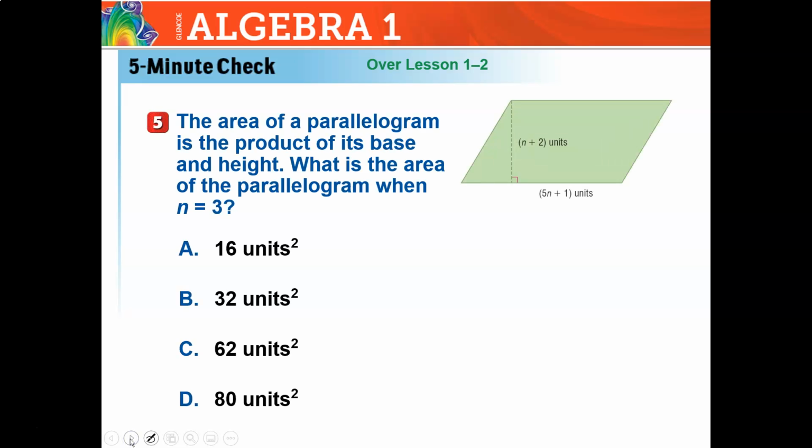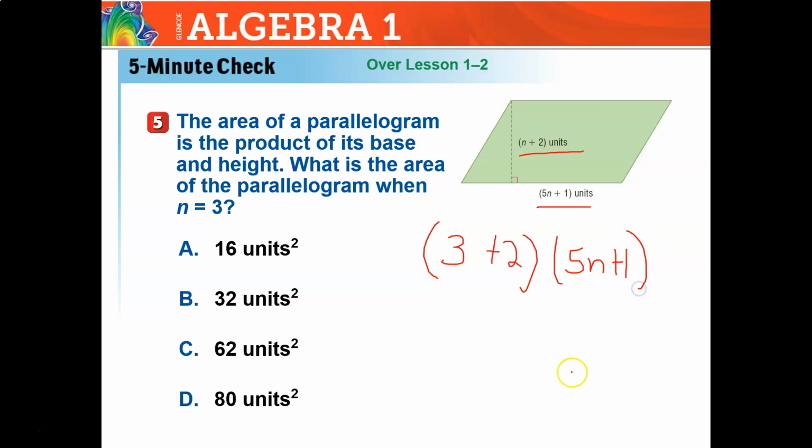The area of a parallelogram is the product of its base and height. So we're going to multiply this times this. What is the area of the parallelogram if n equals 3? So plug in 3 here, and multiply. So you would get 3 plus 2 times 5n plus 1. Pause the video and try it for yourself.